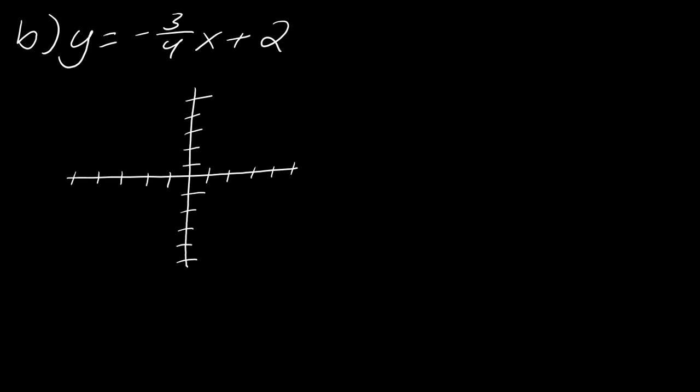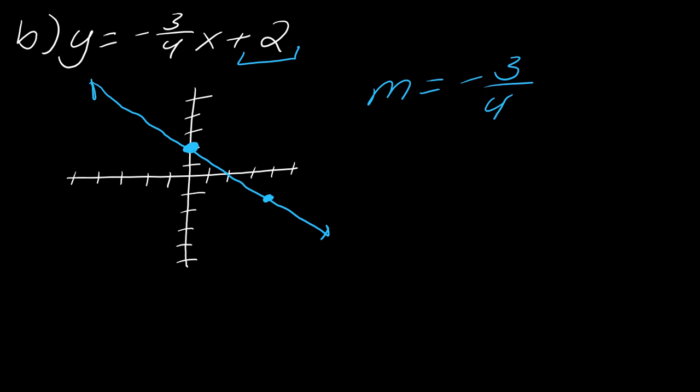Okay, so B is the same thing. I have -3/4 x plus 2. So 2 is going to be my y-intercept. I'm going to go onto the y-axis and mark 2. And then my slope is this -3 over 4. Now, when it's negative, that means that you go down. So I'm going to go down 1, 2, 3, and then my run is 4. I always turn right. 1, 2, 3, 4. So there's my other point. Connect them, and there's our line.